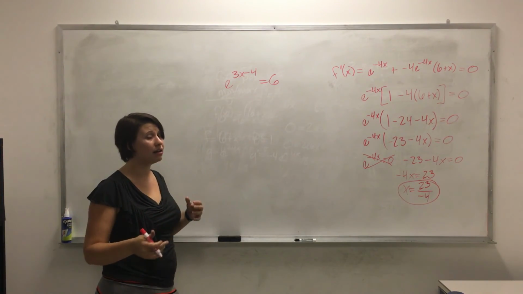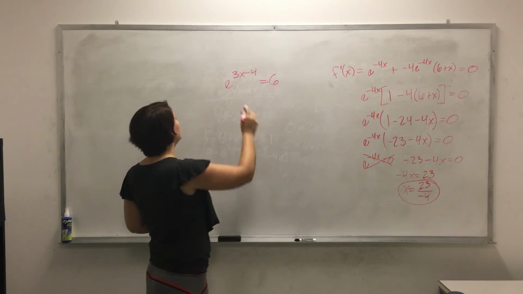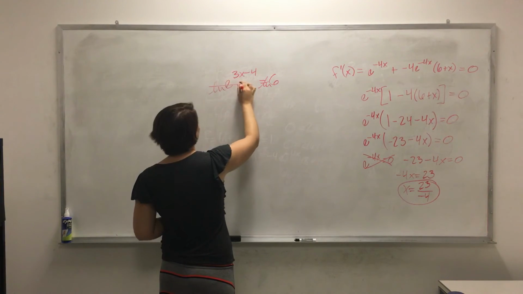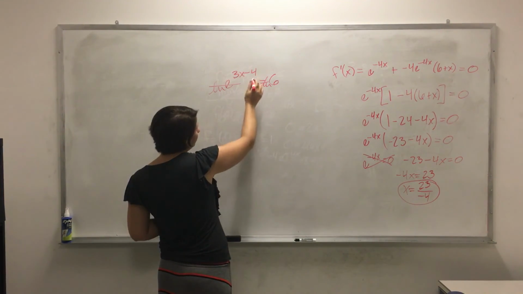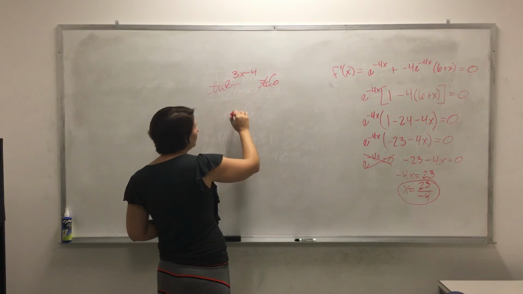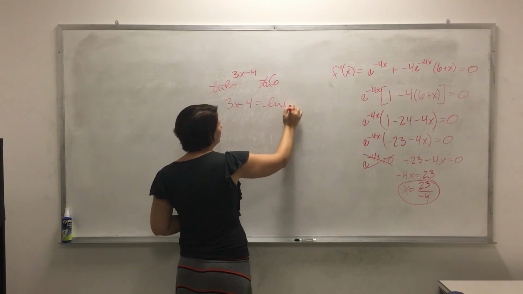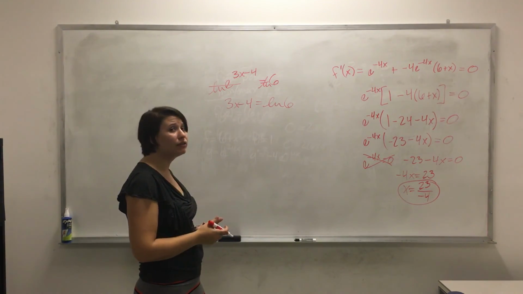We can go ahead and use the natural log to get rid of the e. So we take the natural log of both sides. The natural log and e cancel each other because they're inverses. Then 3x minus 4 drops down. Equals the natural log of 6. Okay? So then finish solving for x.